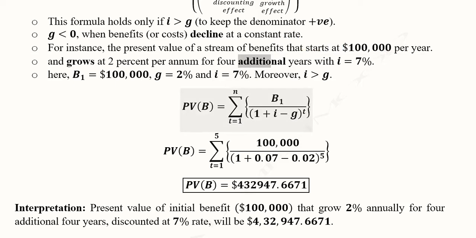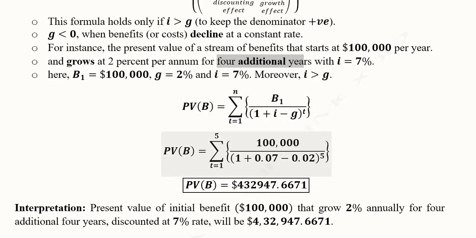So the formula is this that we just saw, and simply by putting the values we can come to the result, and this is the substitution which you can perform easily. Here we have in the exponent 5. So it is basically the first year, that is where the benefits are B1, and 4 additional years mean that in addition to this year we have 4 additional years. So 1 plus 4 makes it 5. So the overall time period is 5.